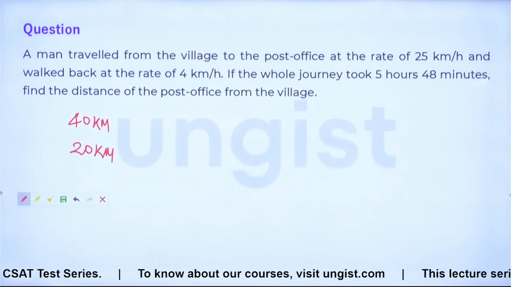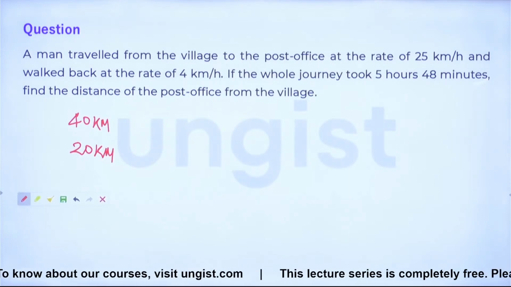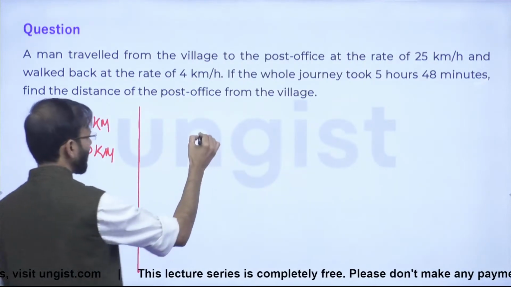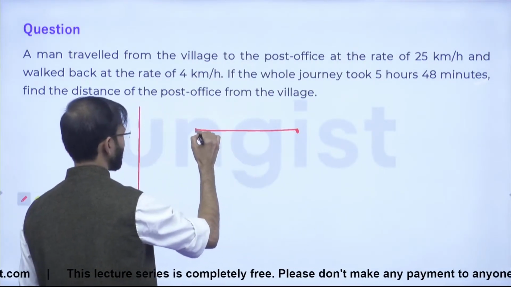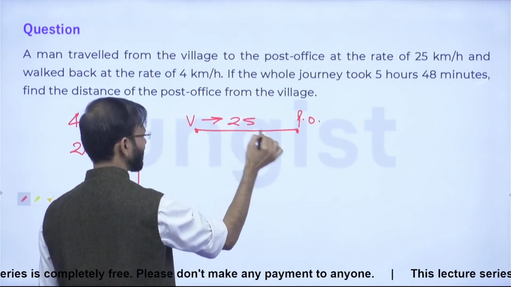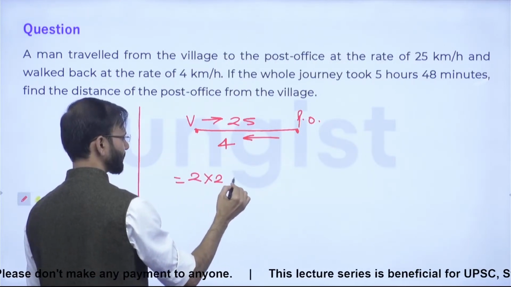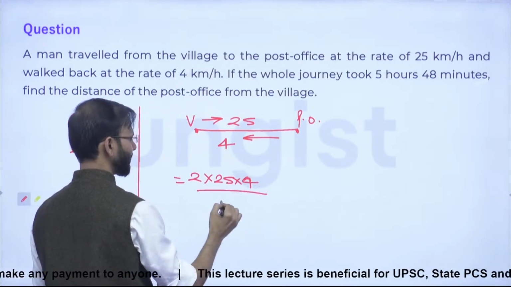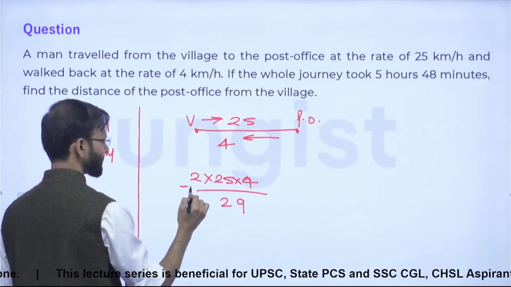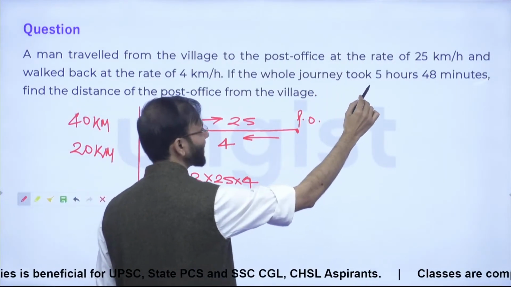See, guys, what is to be done? Look, everybody. A man goes from village to post office. Let's say this is village and this is post office, with the speed of 25 and coming back with the speed of 4. Right? So average speed will be 2AB upon A plus B. This is the average speed. Guys, they are asking the distance. Distance is speed into time. So average speed, and time is given as 5 hours and 48 minutes.